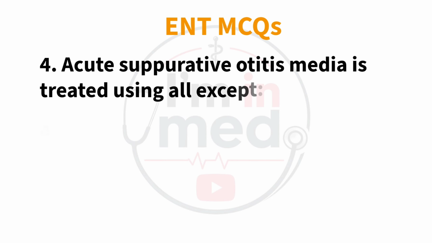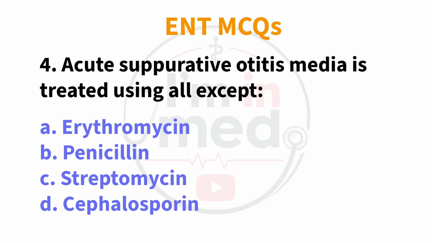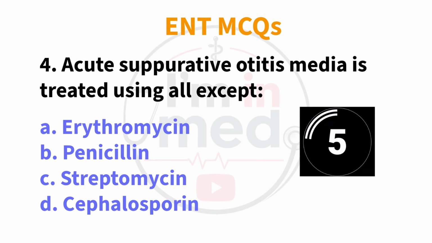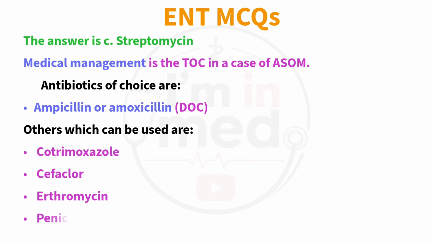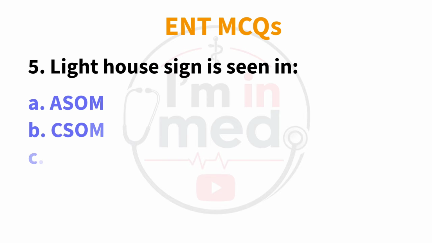Acute suppurative otitis media is treated using all except: A. Erythromycin, B. Penicillin, C. Streptomycin, D. Cephalosporin. The answer is C. Streptomycin. Medical management is the treatment of choice in a case of ASOM. The antibiotic of choice is ampicillin or amoxicillin. Others which can be used are cotrimoxazole, cefaclor, erythromycin, penicillin.